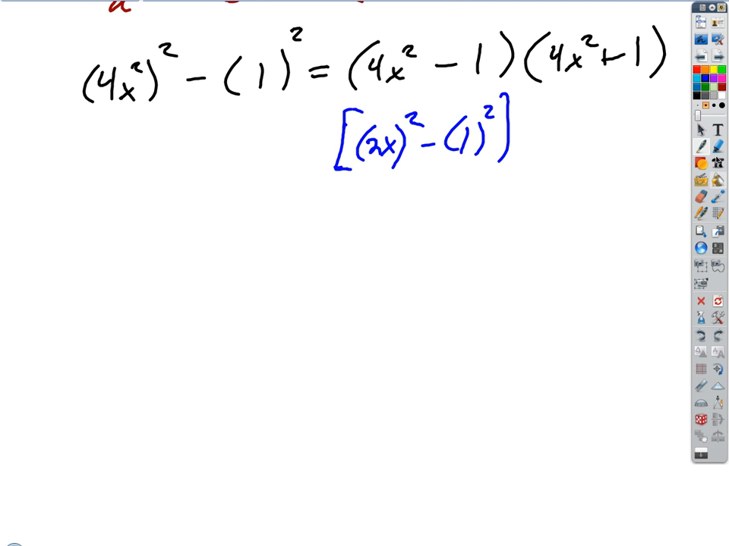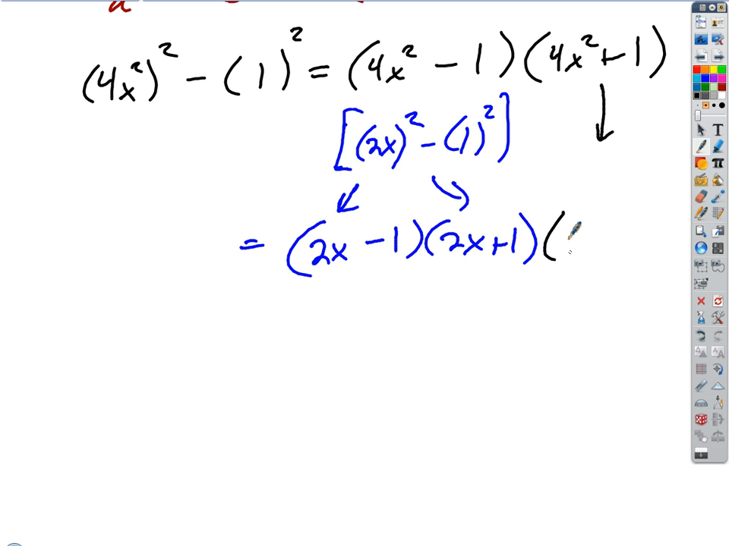Good. And so we end up with then, what does this difference of squares pattern give us? 2x minus 1, 2x plus 1, and then we've still got our 4x squared plus 1 that's irreducible. It's stuck at that factor, doesn't go any further. So if this were an equation we were solving, what would our zeros be? x equals plus or minus 1/2, isn't it?